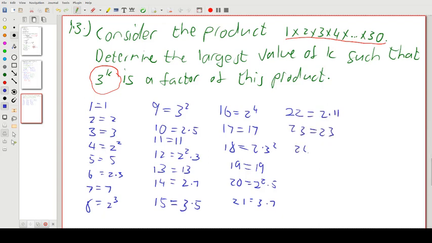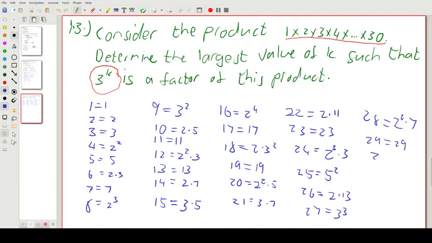23 is a prime number. 24, what is 24? Well, 24 is 2 cubed times 3, I think. 25 is 5 squared. 26 is 2 times 13. 27, that is 3 cubed. Only a couple more. 28, that's 2 squared times 7. 29 is a prime number. And 30 equals 2 times 3 times 5.